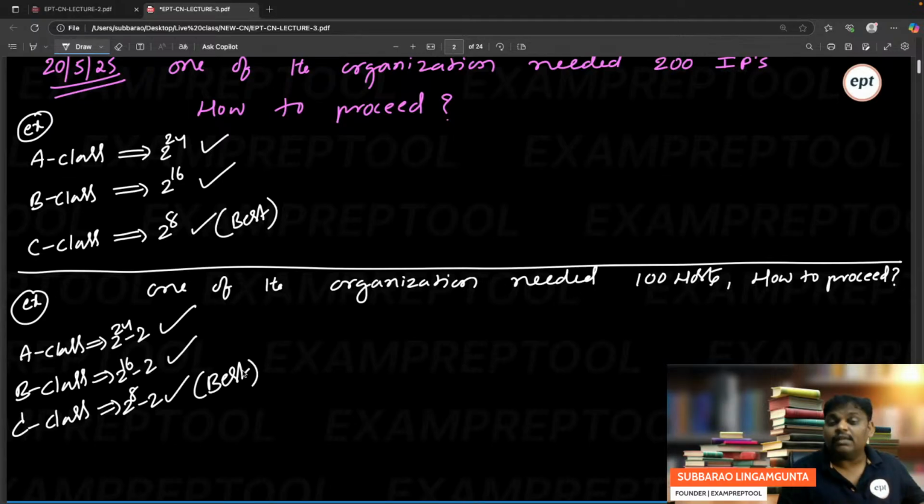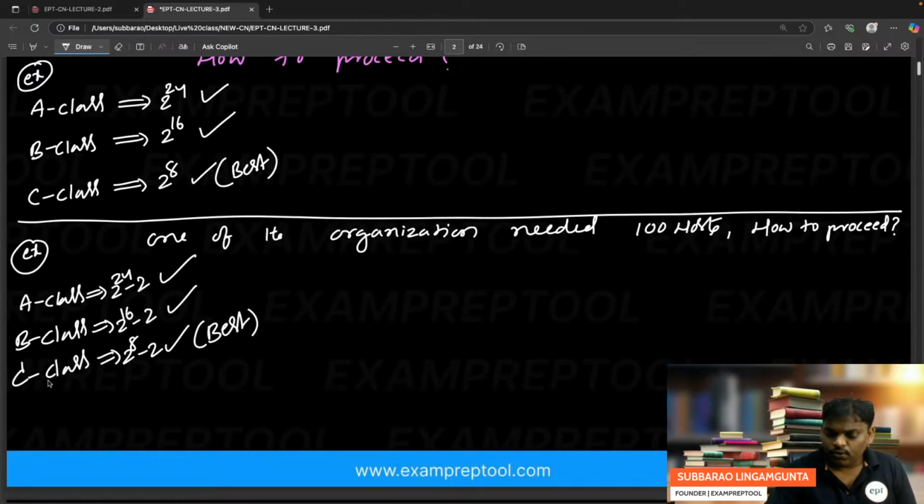But is there any other way possible? See, now observe here. One C class, if you take 2 power 8 minus 2, 256 minus 2 means 254 hosts you can manage. But I want only 100 hosts. How to manage? Let's see this one. Everyone listen.